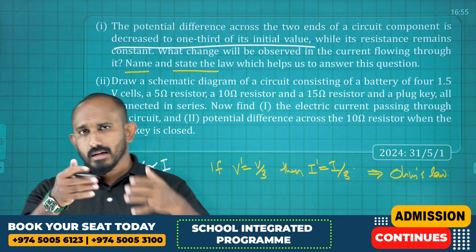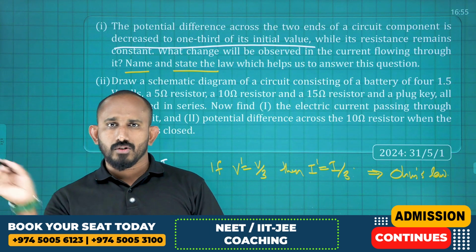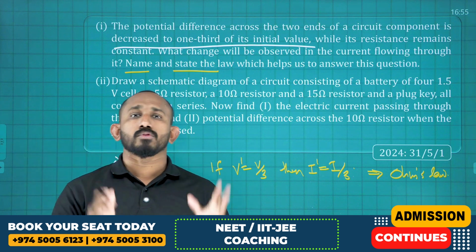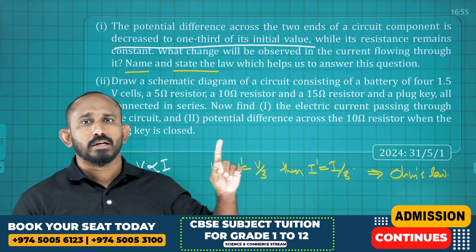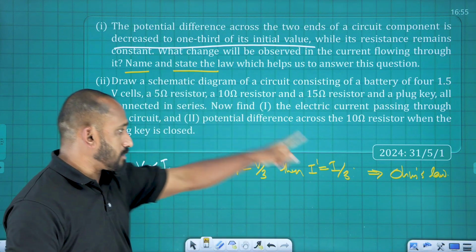Many of you, while correcting the papers, we could see that you write right hand thumb rule, Fleming's left hand rule, Joule's law of heating. This name you will give. There, if state is mentioned, you should give the statement. So here, name and state. Name is what? Ohm's law.